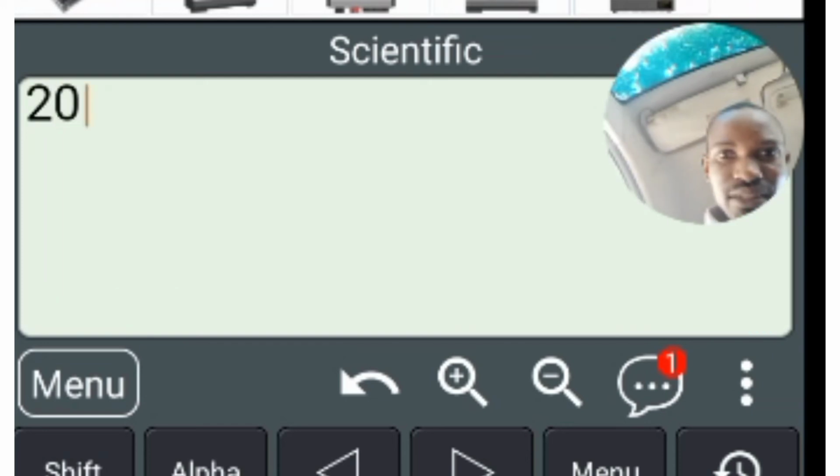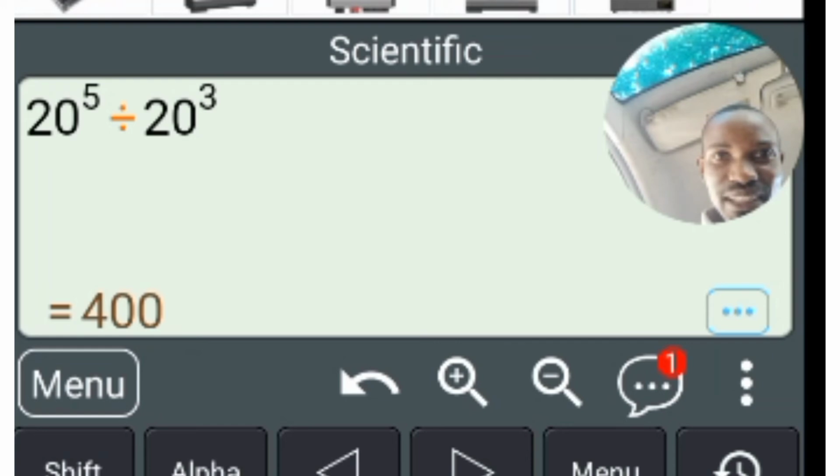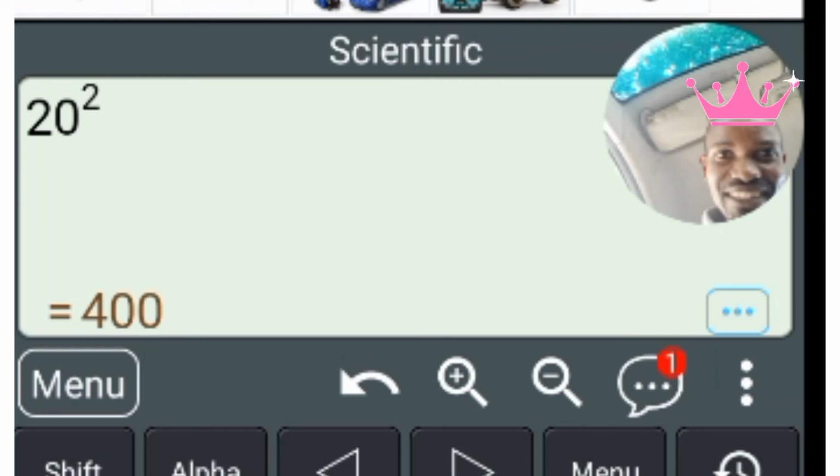20 to the power 5 divided by 20 cubed. The answer is 400. Now let us see if we punch in only 20 and then to power the difference of the indices. That is 5 minus 3. Since the bases are the same, 20 divided by 20. Wow, the answer is the same, 400. 20 squared is the same as 20 to the power 5 divided by 20 cubed. Alright, we have proven this rule of indices.